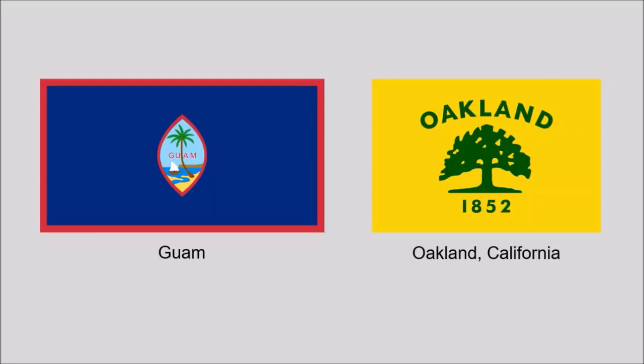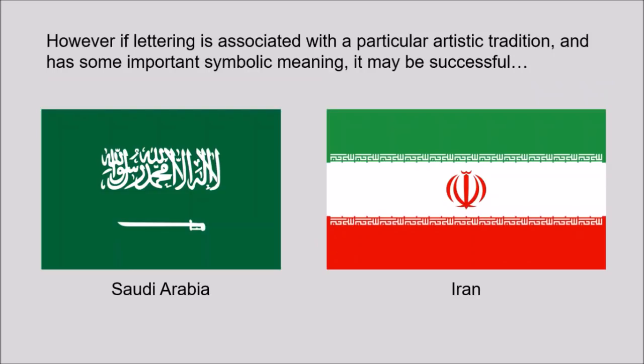I think that there are many flags with words on them that, to my mind, look pretty damn good. I think the key is you want the words to work well with the overall visual design, and you don't want to put on redundant words, basically, like in Guam and Oakland, just the name of the place. That's completely redundant because the flag already represents the place. But lettering may express more general ideas associated with an area, or it may arise out of a particular design tradition. It may have some important or general symbolic meaning.